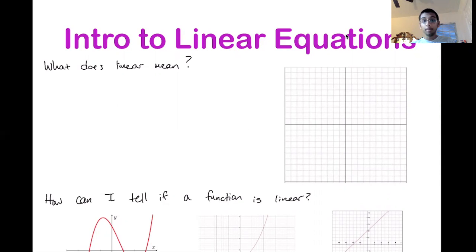So the first thing you're probably wondering, as I was when I first learned this, is what does linear mean? When we say something is linear, that means there's a constant relationship between two variables. And when we plot it on a graph, there would be a straight line. So a couple things to take away: it's a constant relationship, and you can usually see a straight line.